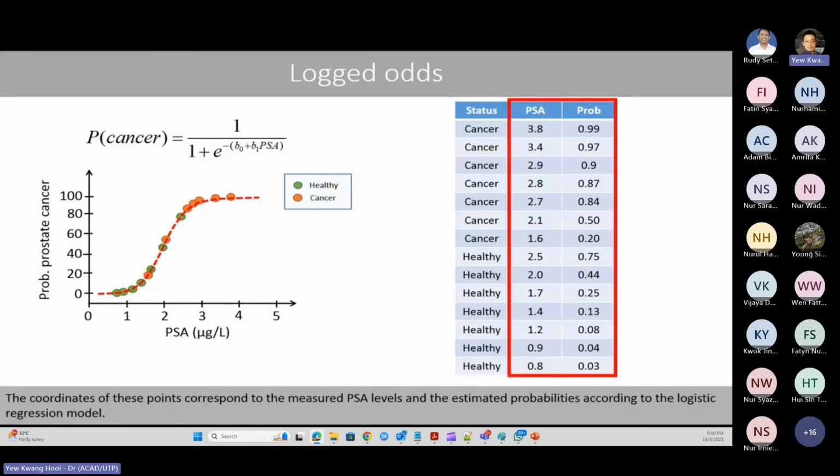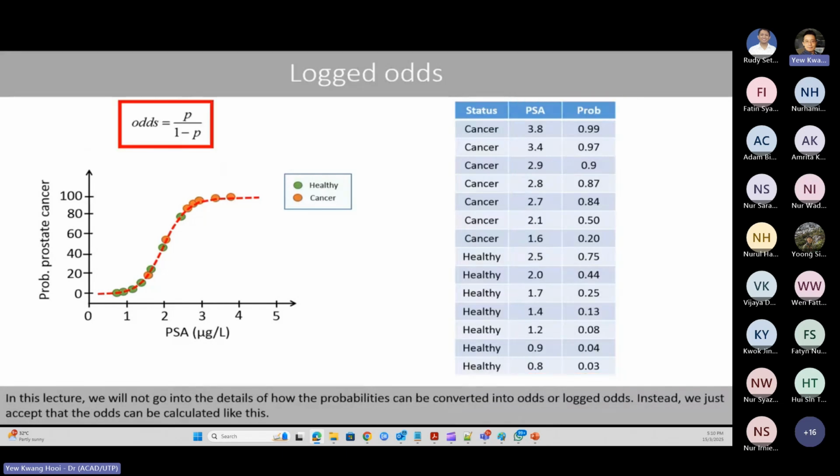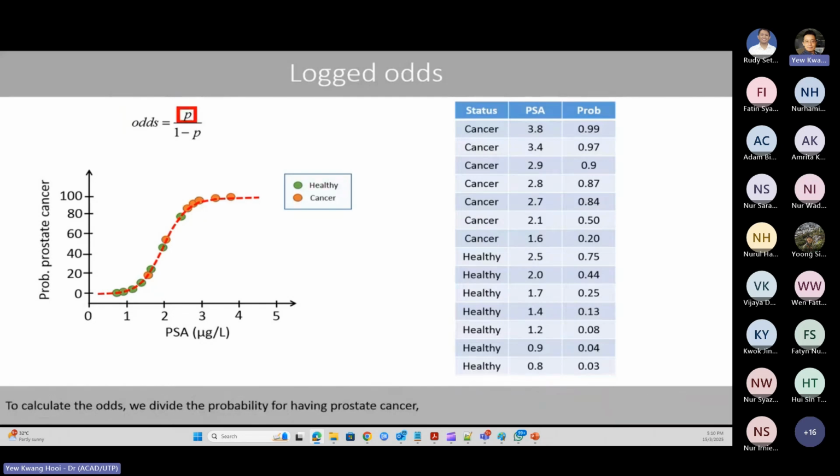The coordinates of these points correspond to the measured PSA levels and the estimated probabilities according to the logistic regression model. In this lecture, we'll not go into the details of how the probabilities can be converted into odds or logged odds. Instead, we just accept that the odds can be calculated like this. To calculate the odds, we divide the probability of having prostate cancer by 1 minus this probability, which corresponds to the probability of being healthy.